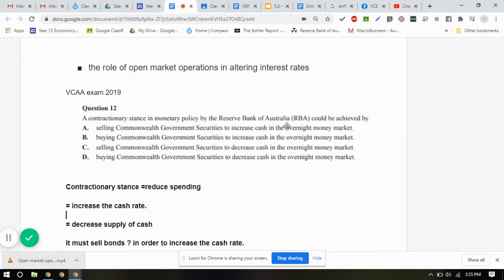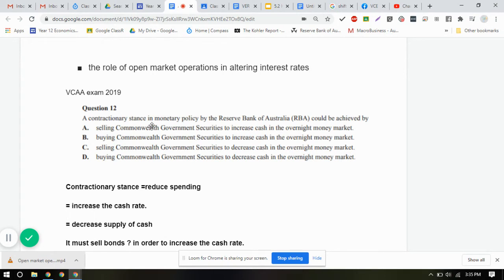Now this is a confusing part, and this is, I think, where most students went wrong on last year's exam. It says increase the cash, not the cash rate, but increase cash or supply of money or liquidity in the overnight money market. Now, if you want to increase the cash rate or take a contractionary stance, then you actually want to decrease the supply of cash. So A cannot be right, which leads us straight into C, which is in fact the correct answer.